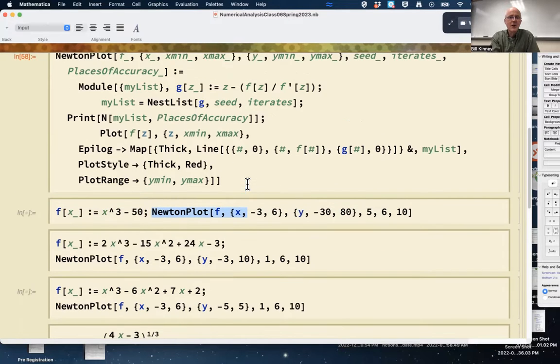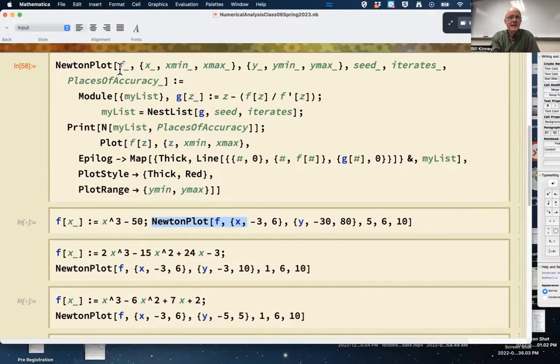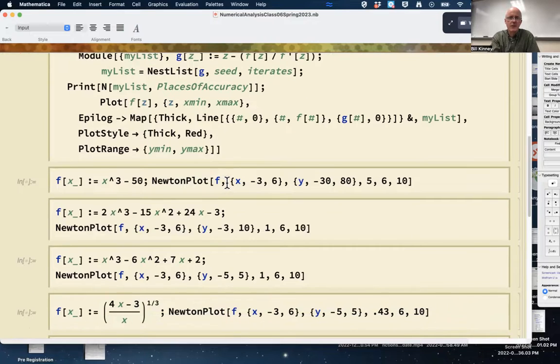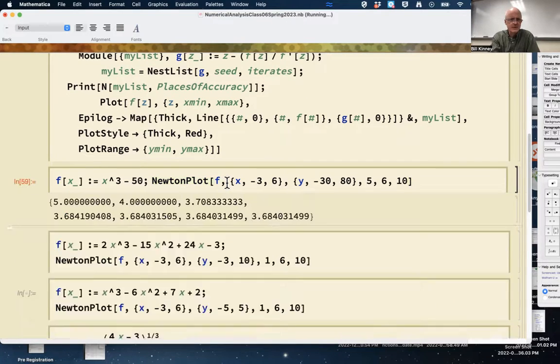Now that I've entered this code, I can use it. Notice the syntax. The inputs are the function f itself that you're trying to find the root of, a range of values for x, a range of values for y in the plot, the c, that's the initial guess, the number of iterates, and places of accuracy. I think sometimes this places of accuracy doesn't work the way you might want. Let's see what this produces.